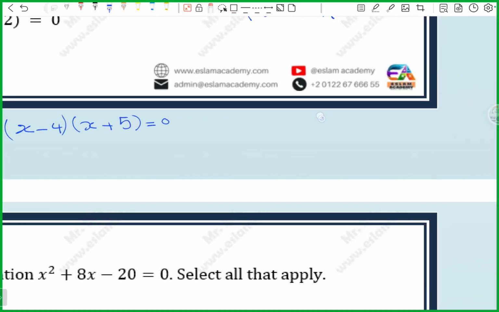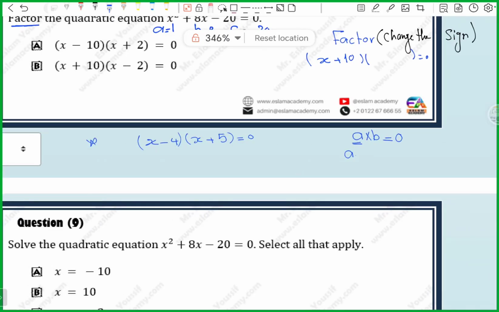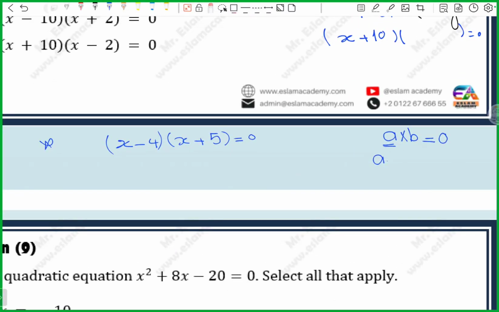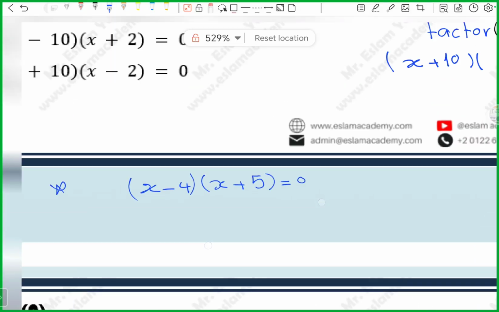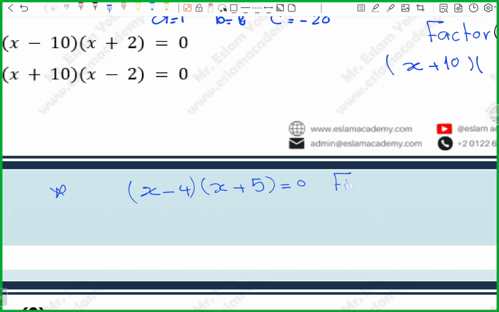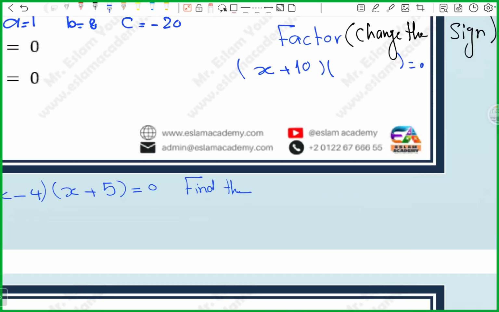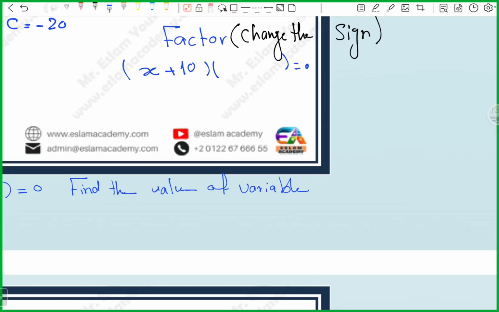To find the solution, when two numbers are multiplied and the answer is 0, it could be the first number. You know what is the meaning of solve or find the solution? To be clear from the beginning: solve means find the value of the variable which makes the left-hand side equal to the right-hand side. We need to make the left-hand side equal to the right-hand side.